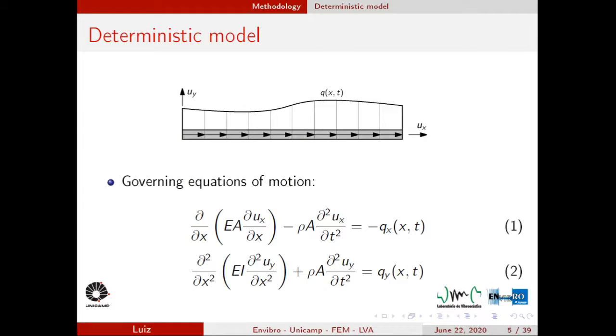Here we have the element we are going to apply this methodology, which is a plane frame, which has the behavior of a beam and a rod uncoupled, where Uy is the flexural displacement, Ux is the longitudinal displacement, and Q is the applied force or bending moment. And we also have the governing equation of motion for the rod and beam, where E is the stiffness, A is the cross-sectional area, ρ is the mass density, and I is the second moment of area.